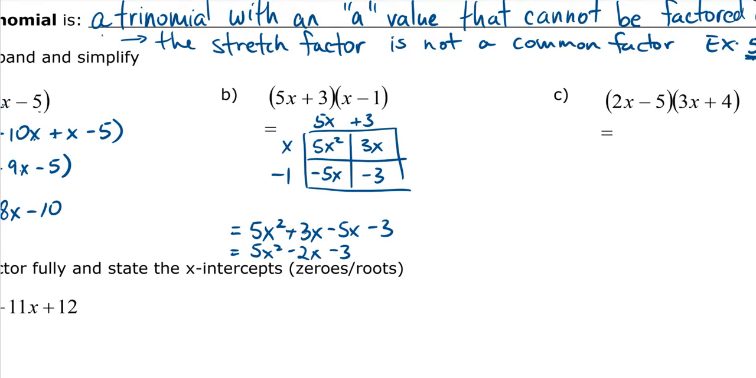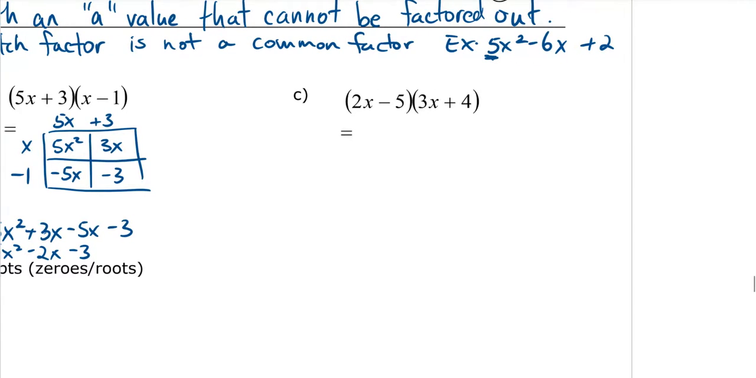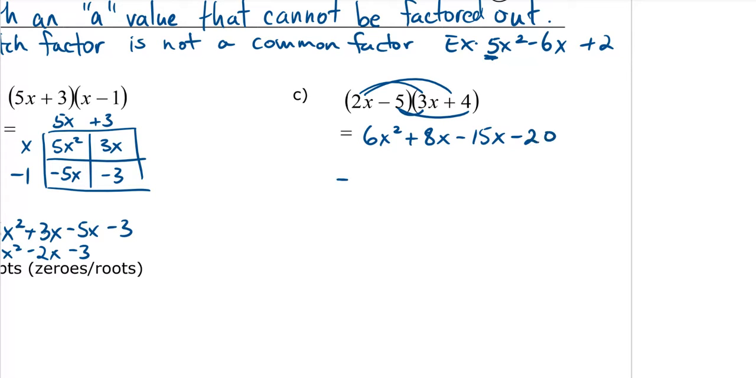Okay. And similarly for this one here, if you expanded this, let's just use the distributive property. 2x times 3x is 6x squared. 2x times 4 is 8x. Minus 5 times 3 is minus 15x. And minus 5 times 4 is minus 20. Simplifying gives us 6x squared minus 7x, because 8 minus 15 is minus 7. And we have minus 20.